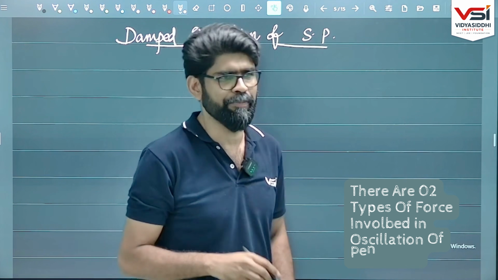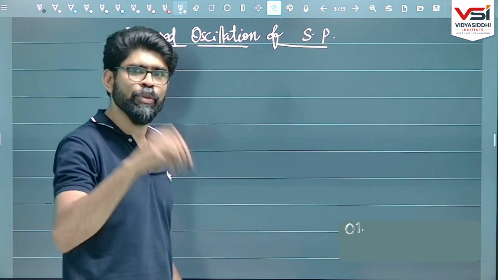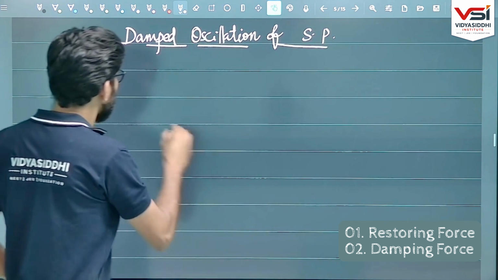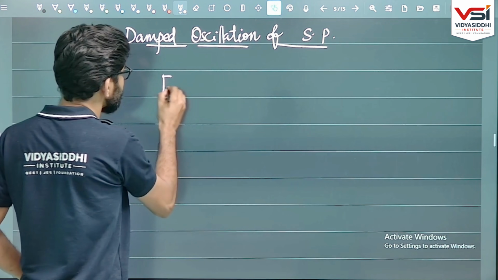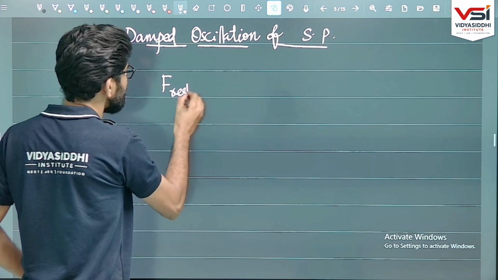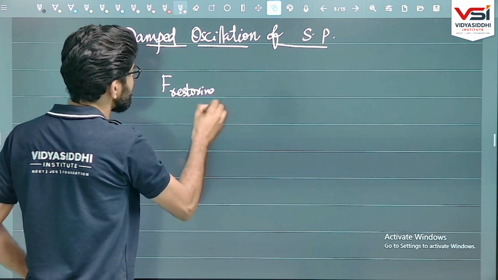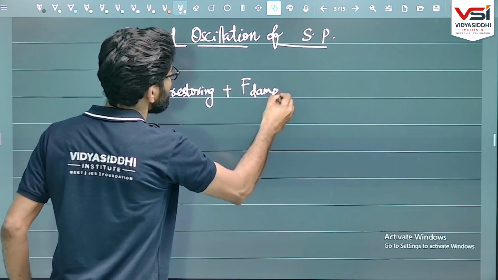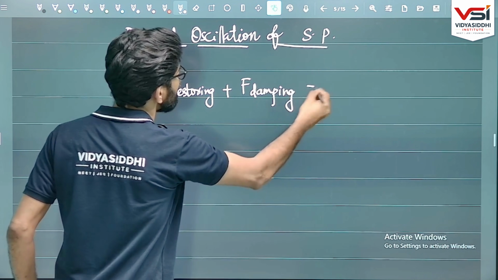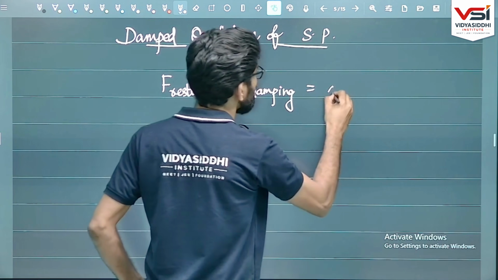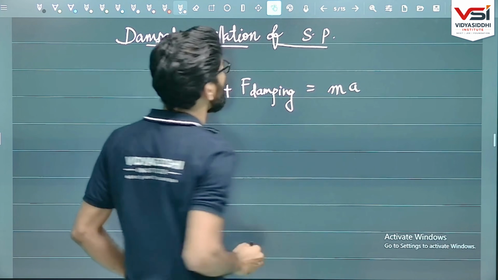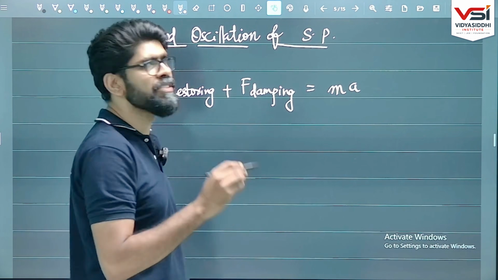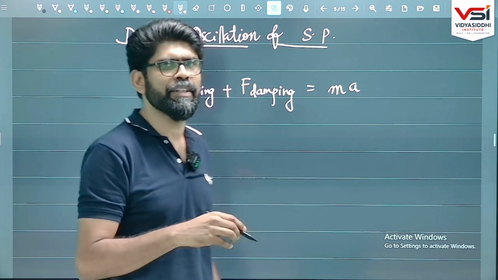In the damped oscillation of a simple pendulum, there are two types of force involved in the oscillation of the pendulum. One is the restoring force, and the other is the damping force. These two forces together are the reason for acceleration of the simple pendulum bob. So we can say that F restoring plus F damping is equal to mass into acceleration.